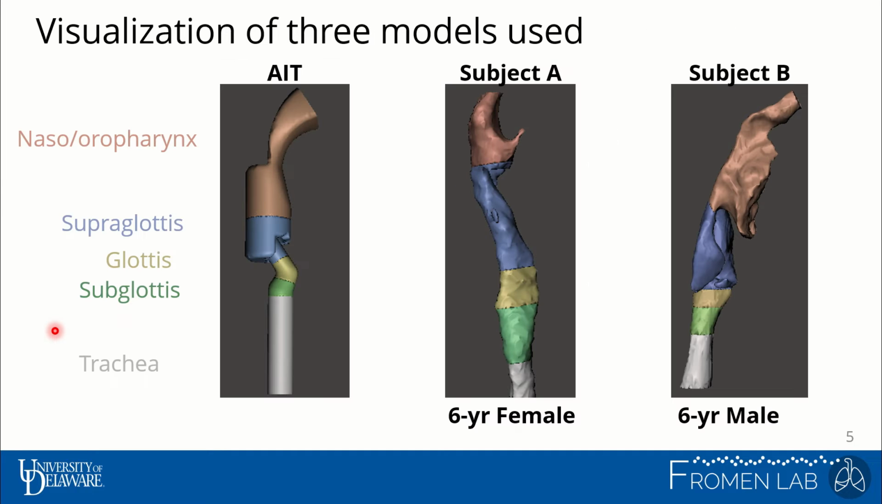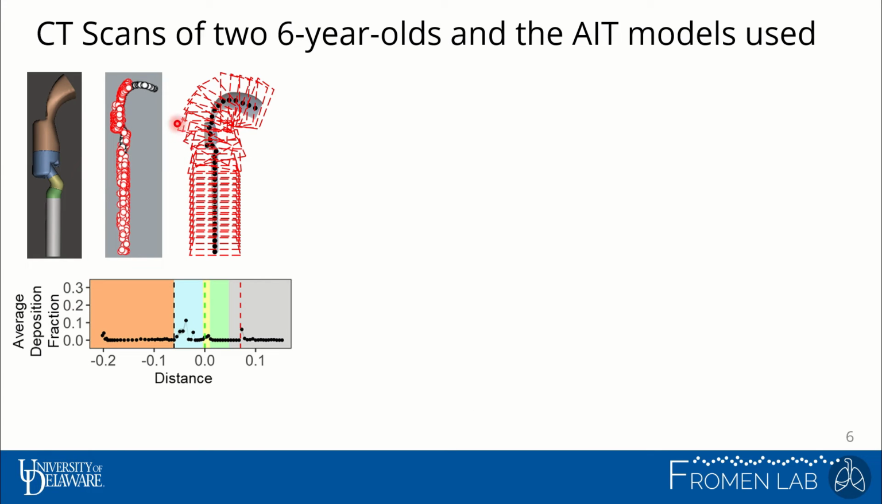And we did this for 2 CT scans of 6-year-old subjects, 1 male and 1 female, as well as the Alberta idealized throat. And we used a combination of in-house and open source software to quantify a center line through this model. And the center line is shown here in black dots, and the red dots are deposited particles from CFPD. So instead of quantifying deposition along an axis, we quantified deposition between 2 points of the center line.